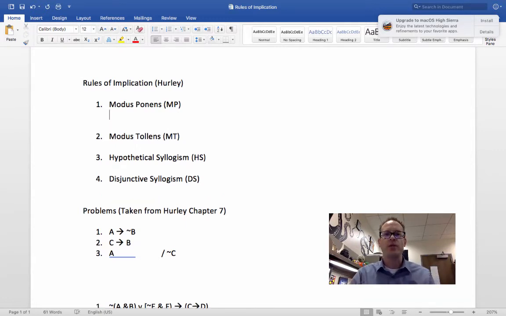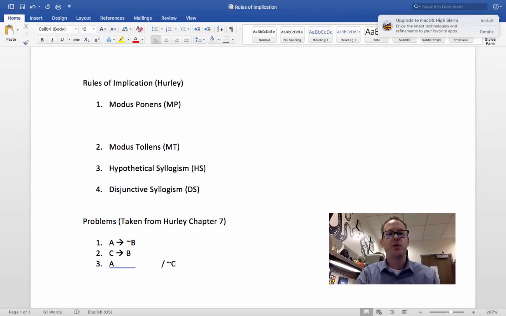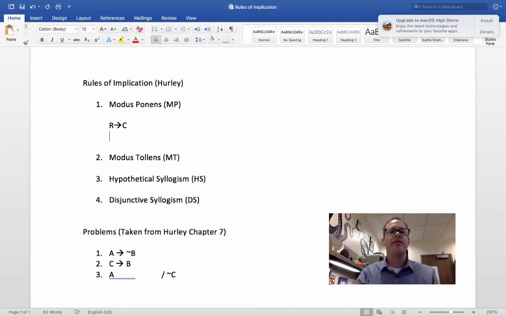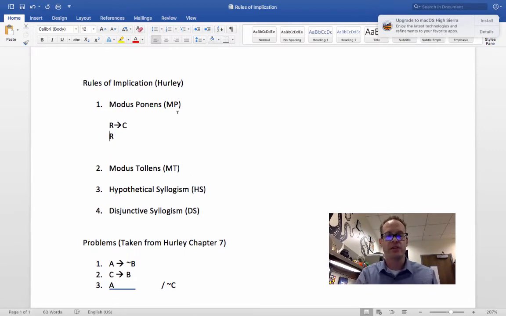First rule is called modus ponens. It's the most basic rule of implication, and it goes like this. Suppose I say, if I'm in San Francisco, then I'm in California, right? And then suppose I tell you further that it's true that I'm in San Francisco. What could I conclude as a result of these two statements being true? Well, you can conclude that I'm in California, right? It's just the way that the world works.